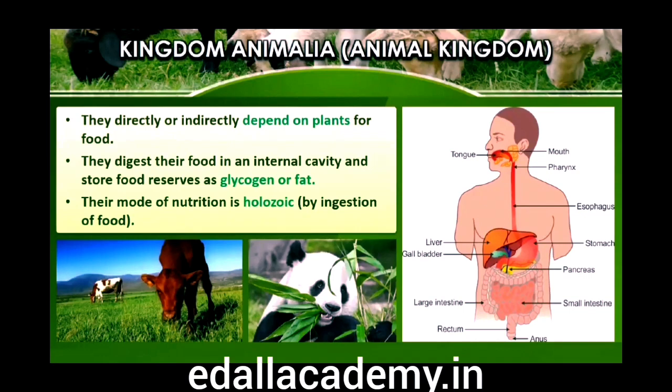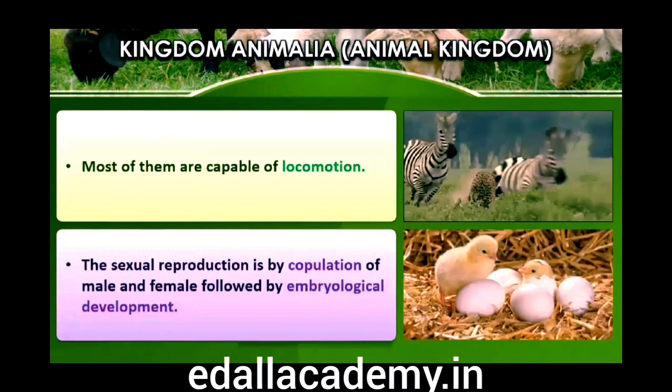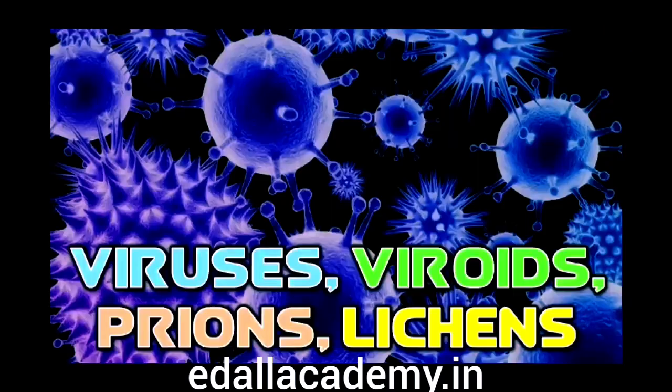They follow a definite growth pattern and grow into adults that have a definite shape and size. Higher forms show elaborate sensory and neuromotor mechanisms. Most of them are capable of locomotion. The sexual reproduction is by copulation of male and female followed by embryological development.